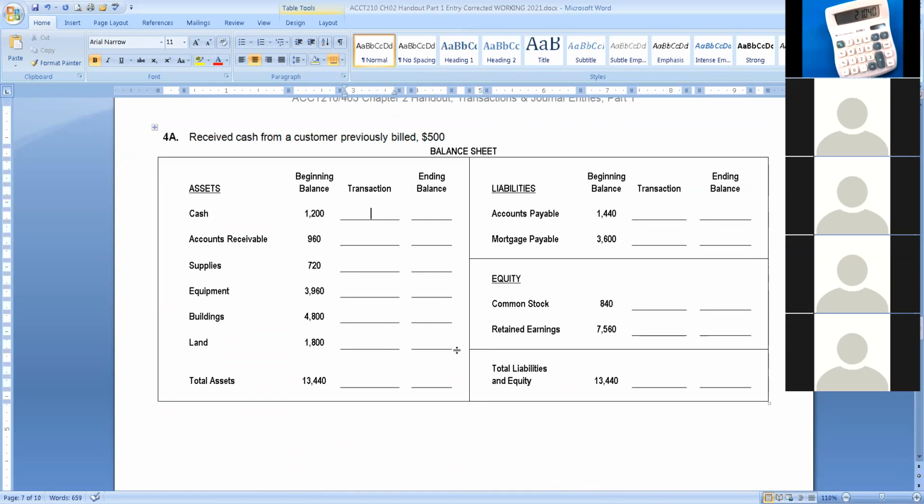For A, received cash from a customer previously billed. What accounts are we going to use for that one? Or what's one of the accounts? Wouldn't it be accounts receivable? Yep. And what's the other one? Cash. Yep. Okay, so let's take the easy one. Let's take cash. Is cash going up or down? That's going up because they're paying you the money, by 500. Yep. Our cash is going to go up.